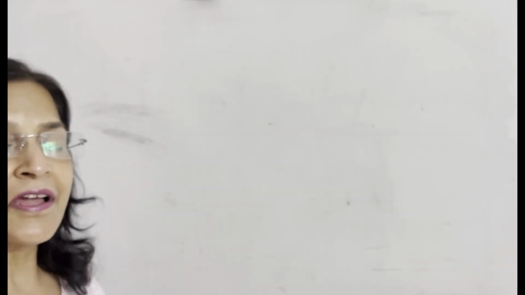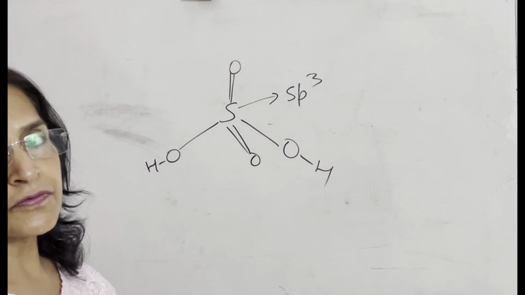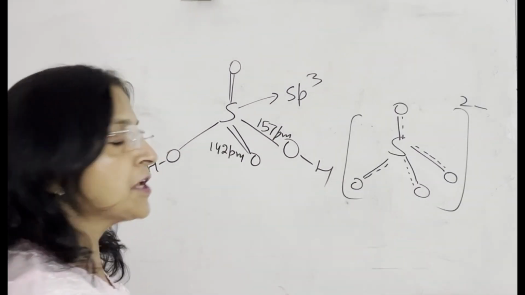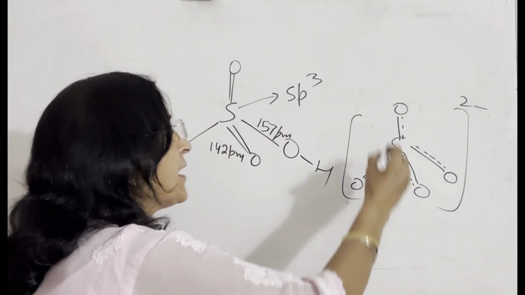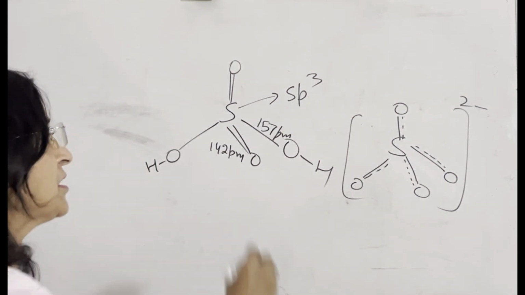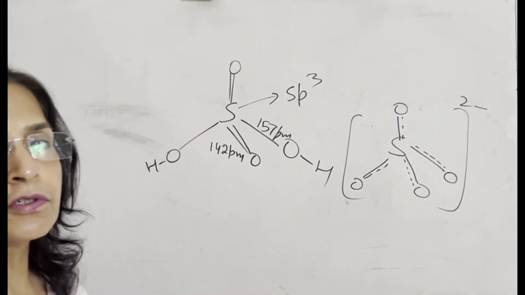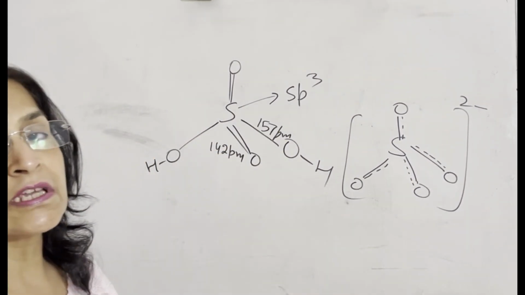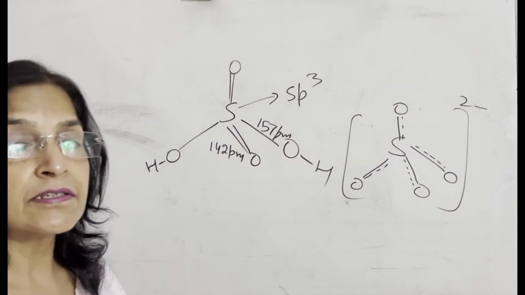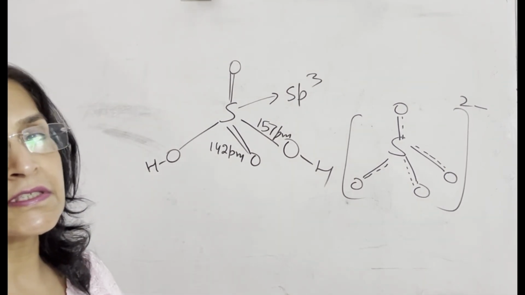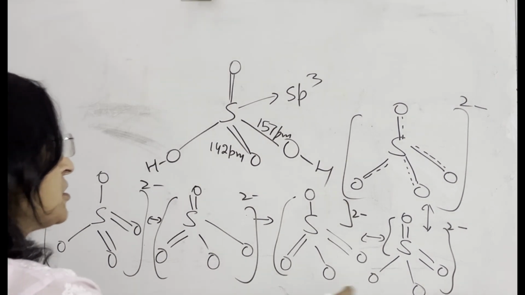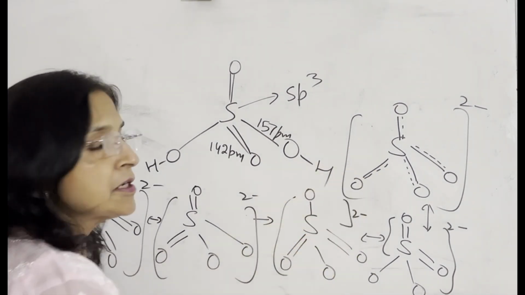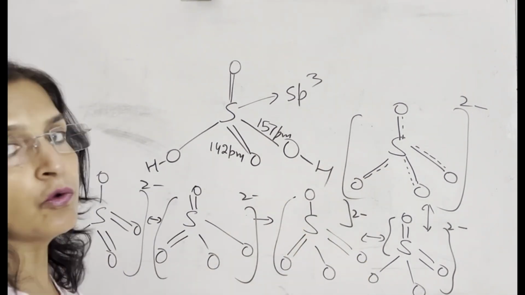Sulfuric acid has a tetrahedral structure. This is the structure of sulfuric acid. This is the structure of sulfate ion. In sulfate ion, all the bond lengths are the same. But in sulfuric acid, all the bond lengths are not the same. This is due to resonance in sulfate ion. These are the resonating structures of sulfate ion and this is the resonance hybrid of these four canonical structures.